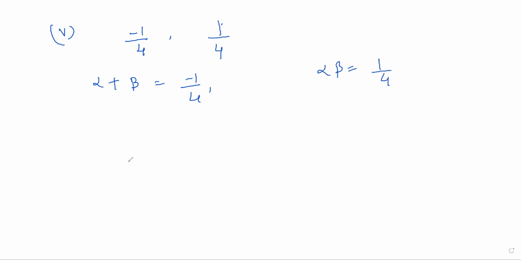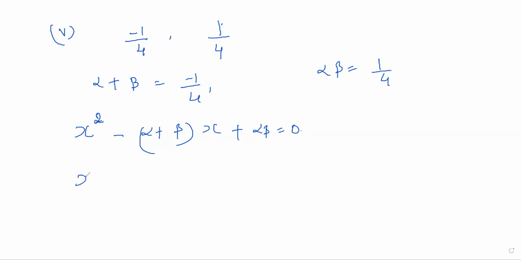Next question. Fifth one. Minus 1 by 4 and 1 by 4. So sum of zeros, that means alpha plus beta is equal to minus 1 by 4. Alpha into beta is equal to 1 by 4. So our equation is x square minus (alpha plus beta) into x plus alpha into beta is equal to 0.